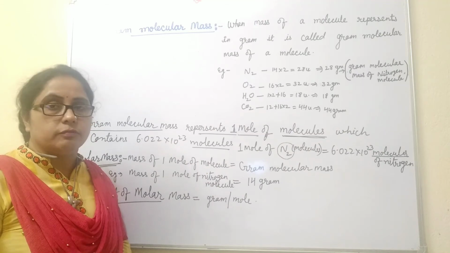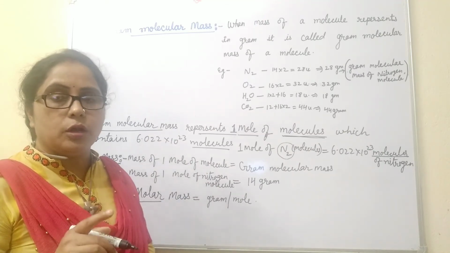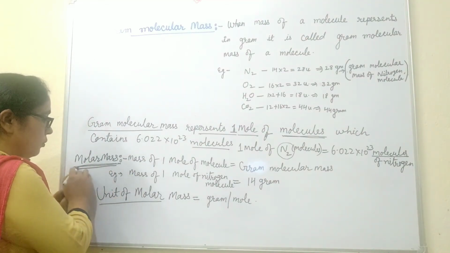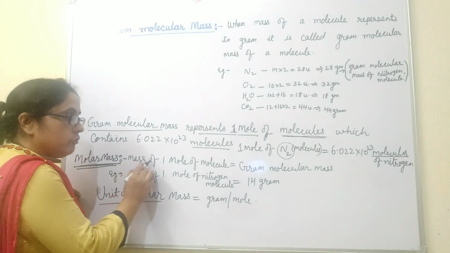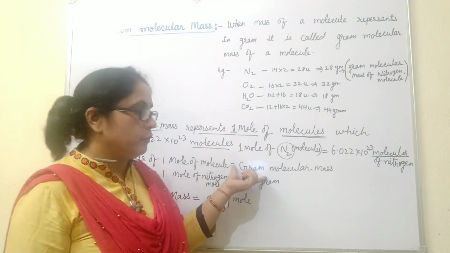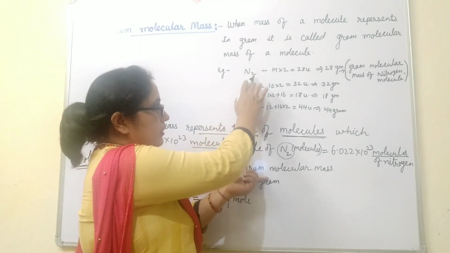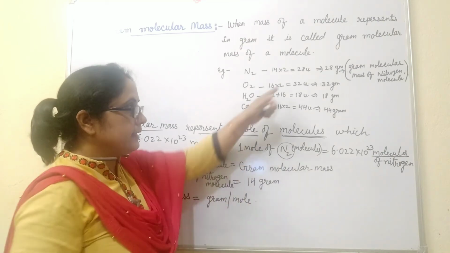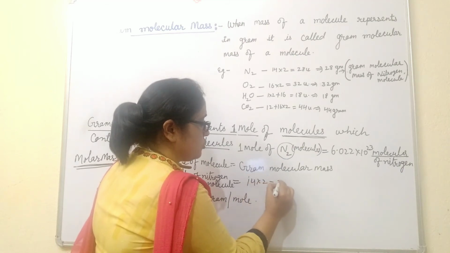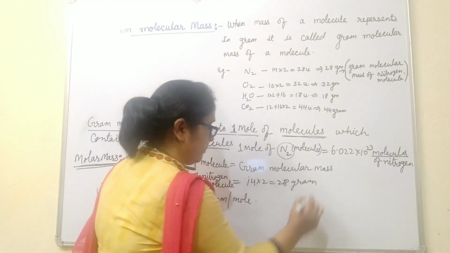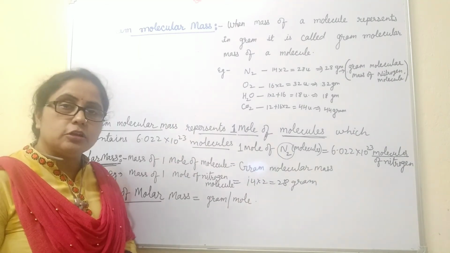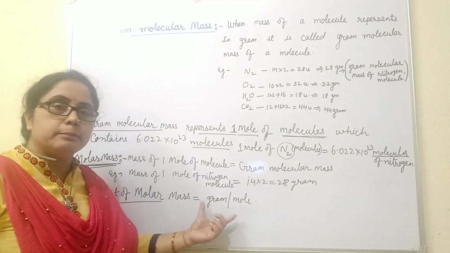So what is the mass of 1 mole? The mass of 1 mole of molecules is called its molar mass. And the mass of 1 mole of molecules is equal to its gram molecular mass. For example, the mass of 1 mole of nitrogen, N2 molecule, that is 14 into 2, is 28 gram. So this 28 gram represents the molar mass. The unit of molar mass is gram per mole.